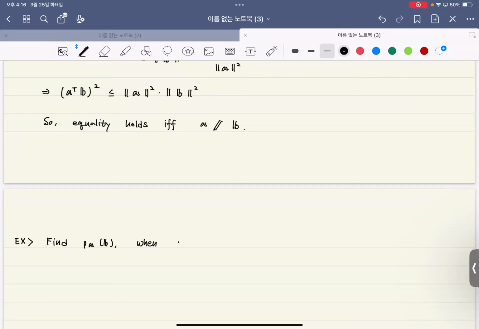Okay. So much for the theory, and we'll go to some explicit examples of this. I have vector A, which is 1, 1, 1. B is 1, 2, 3. And I want to project this guy onto the subspace generated by this guy.